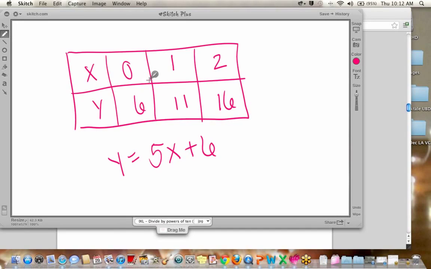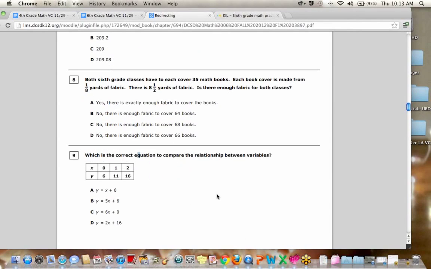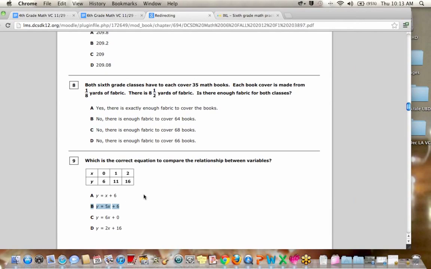Let's go back to my first column and see if it would work for this column. What's 5 times 0? Hold up your hands. 0. 5 times 0 is 0. What's 0 plus 6? 6. Okay, so that would work. Do I have any options? 5 times x plus 6. Let's see. Oh, yeah, I do. So that is the only equation that would work.